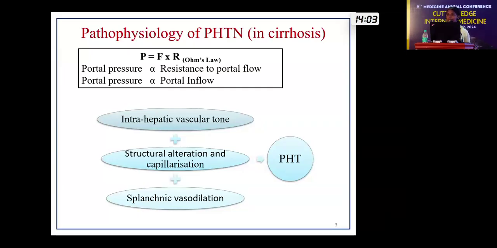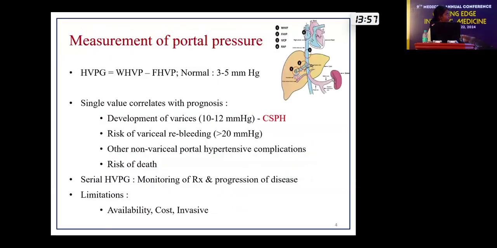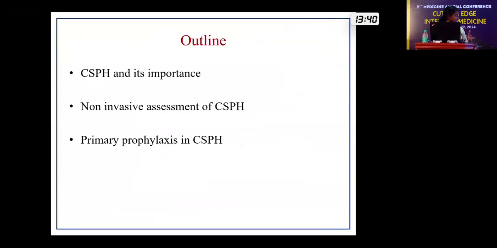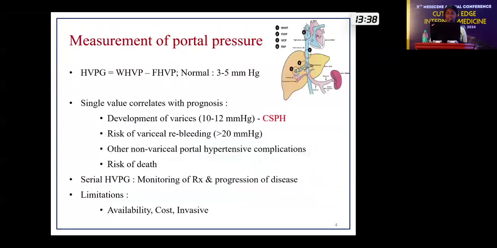The ideal gold standard, as we all know, has been HVPG, the hepatic venous pressure gradient. HVPG is the wedged hepatic venous pressure minus the free hepatic venous pressure. The normal values are 3 to 5. So what is clinically significant portal hypertension? When the HVPG is more than 10, that is known as clinically significant portal hypertension.